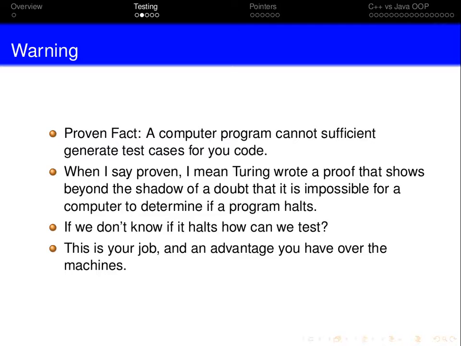All right, proven fact, a computer program cannot sufficiently generate test cases for your code. Oh yeah, that's actually a big issue. Why is that a big issue? By the way, when I say proven, I mean Turing wrote a proof that shows beyond the shadow of a doubt that it's impossible for a computer to determine if a program halts. Why does this matter? Because if we can't tell if a program halts, then we can't really test everything, because we can't test if your program finishes. But why is that a problem? Well, wouldn't it be nice if we could hit a program to generate the test cases for us? Right? Yeah. Can't be done.